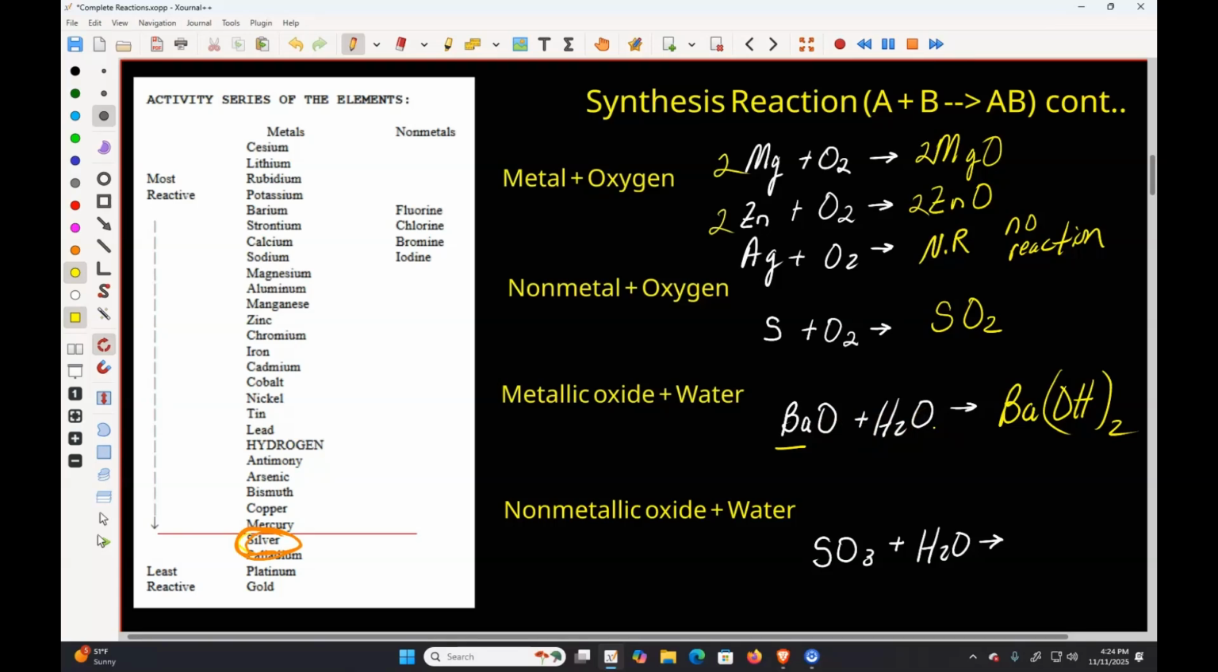Okay, a nonmetallic oxide plus water. So here's the trick with this one. If this has 3 O's, when you react it with water, just add another O to it. So it's going to be H2SO4. So SO3 becomes SO4. Okay, so everything else looks good.